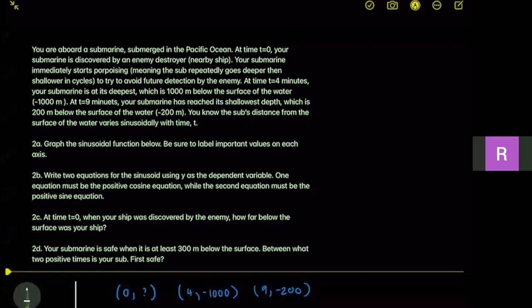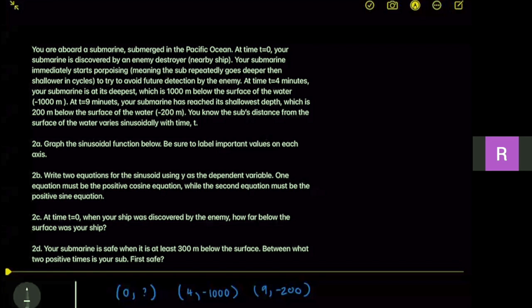Okay, so now we have question 2. You are aboard a submarine submerged in the Pacific Ocean. At time t equals 0, your submarine is discovered by an enemy destroyer ship, nearby ship. Your submarine starts porpoising, meaning the sub repeatedly goes deeper and then shallower in cycles. So it's going to be cyclical, like a sine function or cosine function.